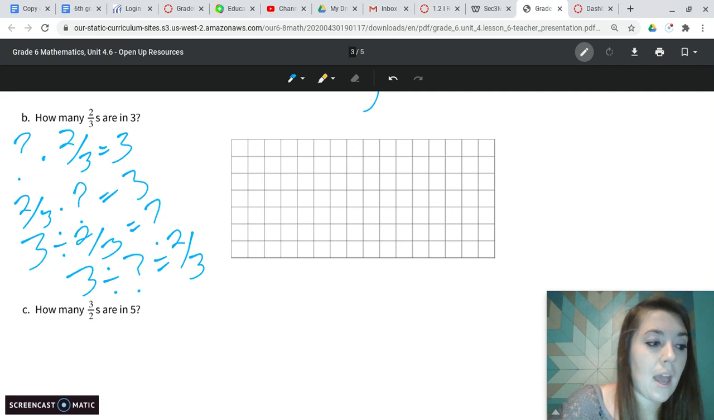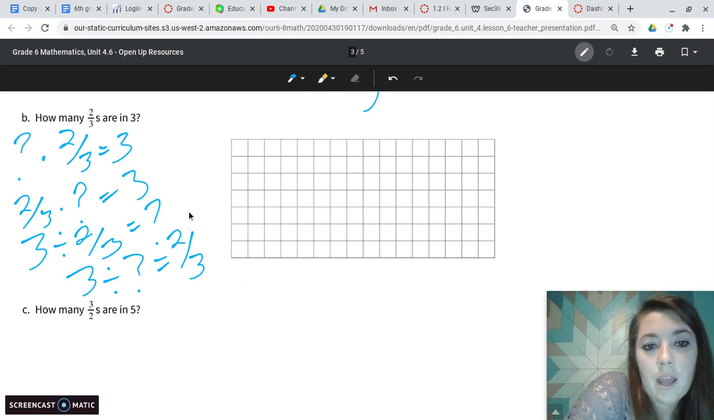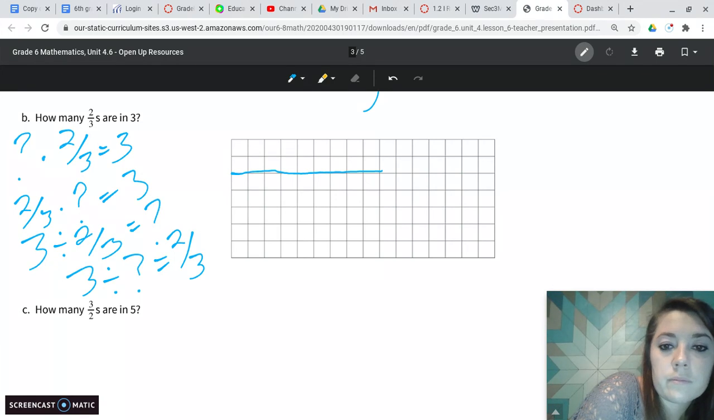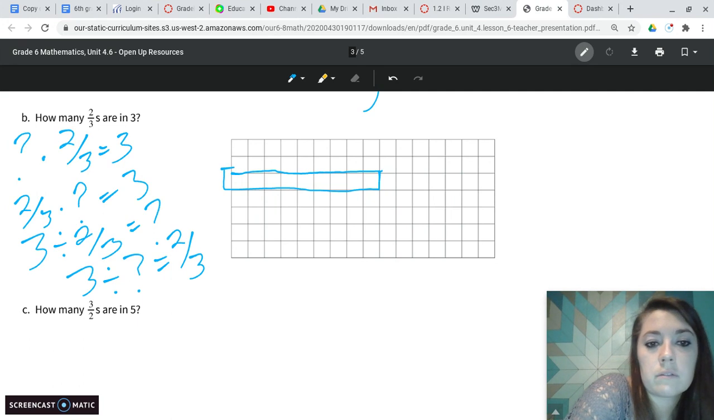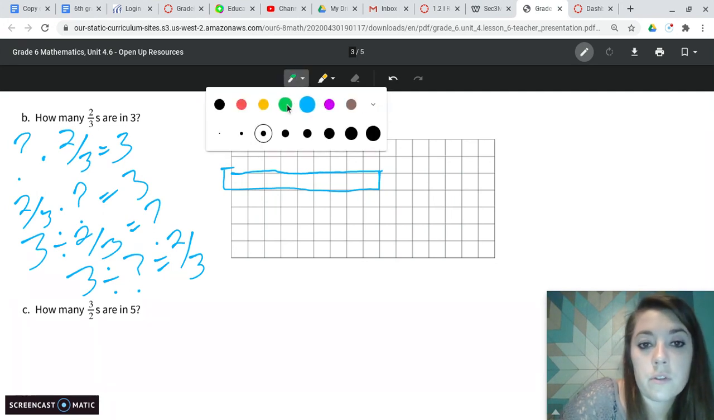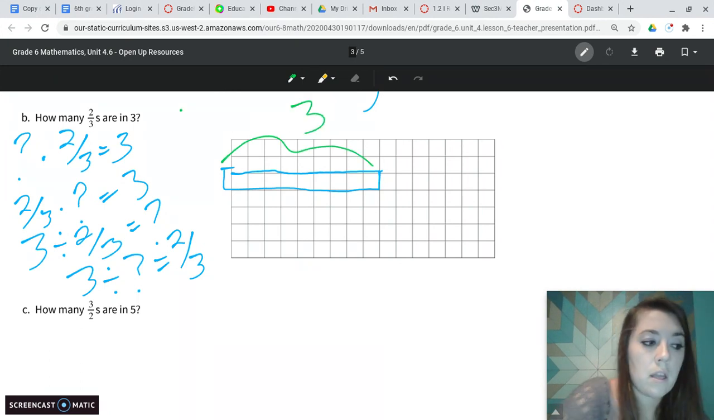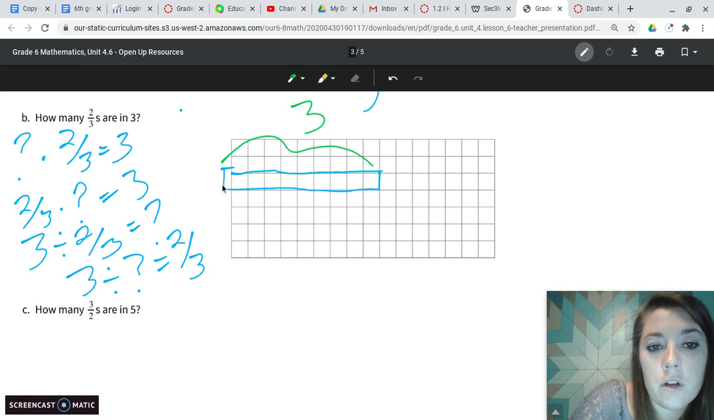So now we want to look at our whole. So if we're dealing with thirds, we're going to have 1, 2, 3, 1, 2, 3, 1, 2, 3. Hopefully that is 9. Okay. There is our whole. So this is our one whole, or sorry, 3 wholes. So this represents 3. So then we're dealing with 2/3. So this is 1/3, 2/3.